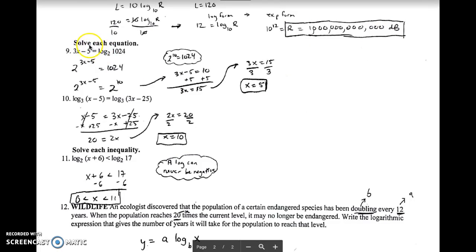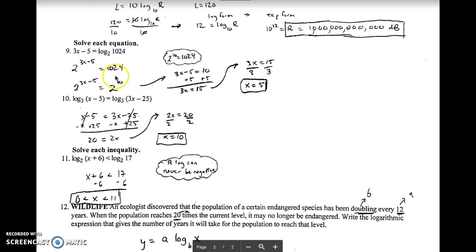Question 9, solving the equation. So we've got 3x minus 5 equals log base 2 of 1024. And this is log form. First thing we're going to do is go back to exponential form. The base is 2, so 2 to the 3x minus 5 power equals 1024. We're going to get these to be the same base. 1024 is 2 to the 10th power.